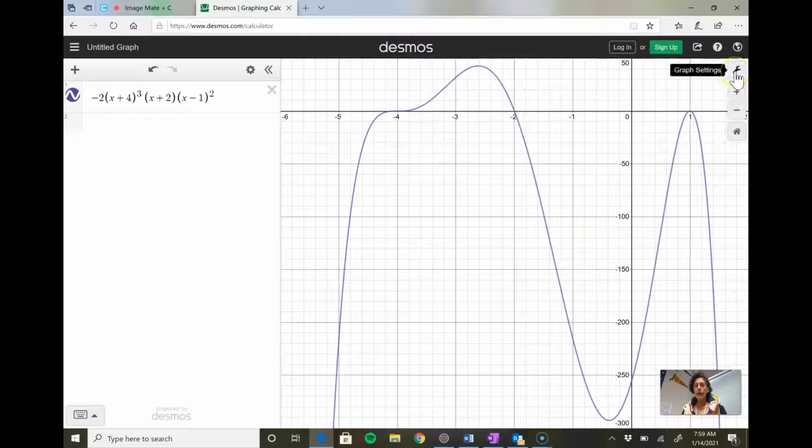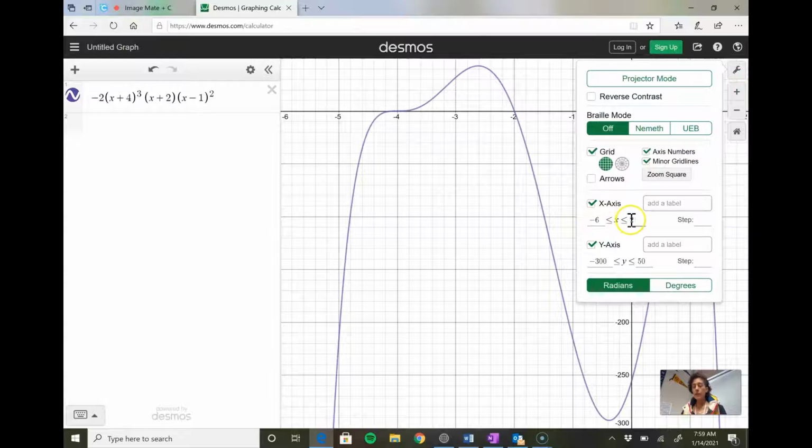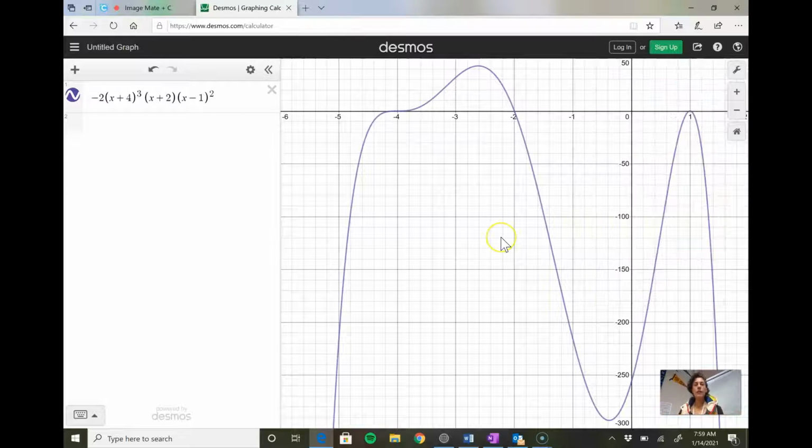When I hit this little wrench, I went from -6 to 2 like they suggested. And then for my y-axis, I went from -300 to 50, because I want to be able to see the whole graph. I want to see, is it a bumpy line or a bumpy U? And I also want to see where it turns. This is what the shape looks like. I'm going to quickly draw that shape on my graph paper, and I would suggest you do that as well. I'm going to pause the video while I take care of that, and you can do that too.